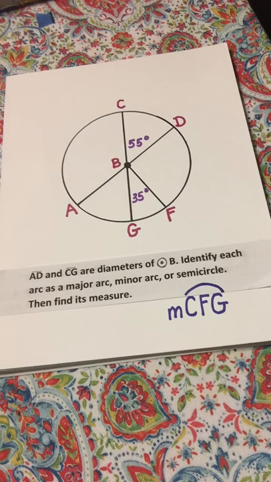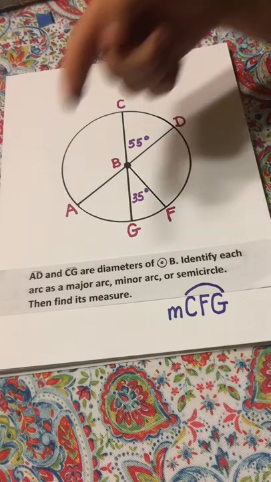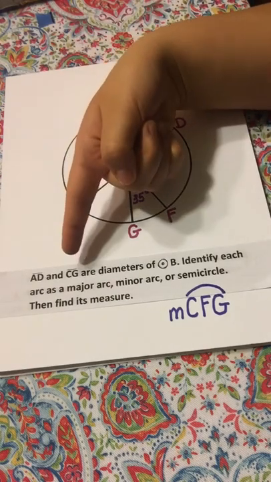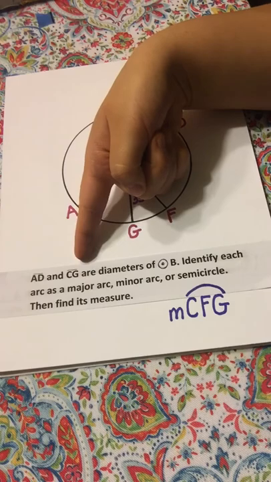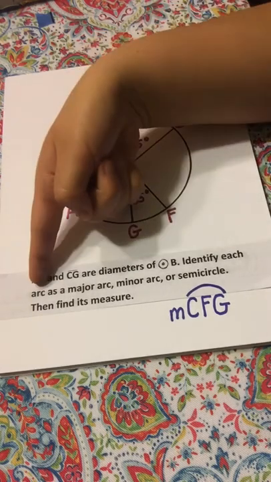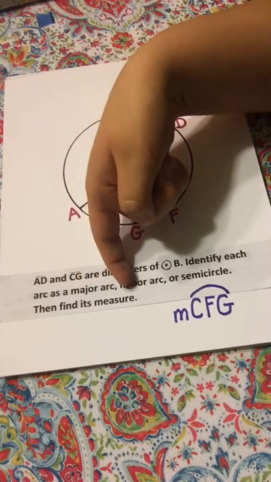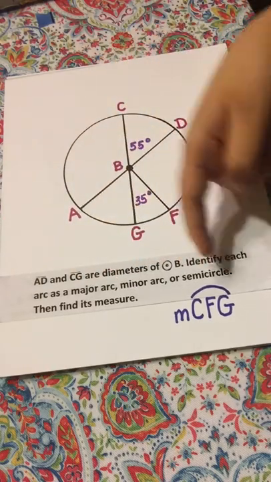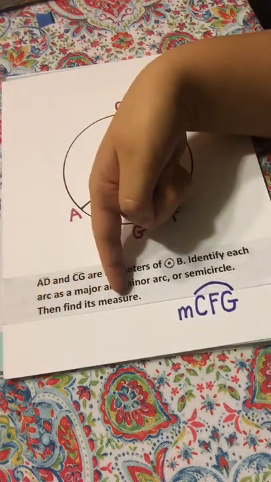So, segments AD and CG are diameters of circle B. Identify each arc as a major arc, minor arc, or semicircle. Then find its measure.